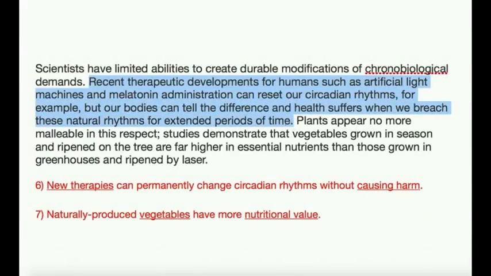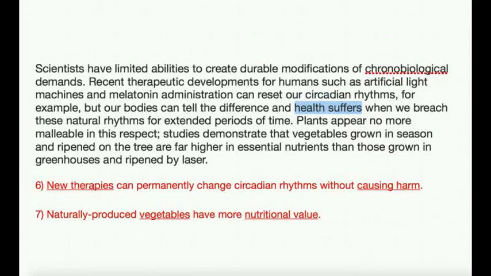Recent therapeutic developments for humans, such as artificial light machines and melatonin administration, can reset our circadian rhythms. So they can change it. But our bodies can tell the difference, and health suffers when we breach these natural rhythms for extended periods of time. So when we do try to change them, our health suffers.